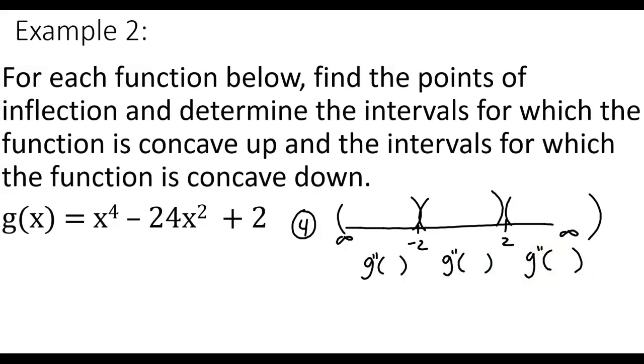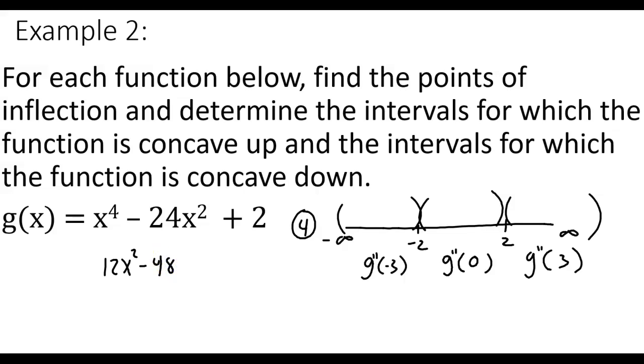Okay, so let's pick a point on the interval from negative infinity to negative 2. Let's plug in negative 3. And how about from negative 2 to positive 2? I'll plug in 0. And then from 2 to infinity, I'll plug in 3. So we're going to plug those into that second derivative, which was 12x squared minus 48.